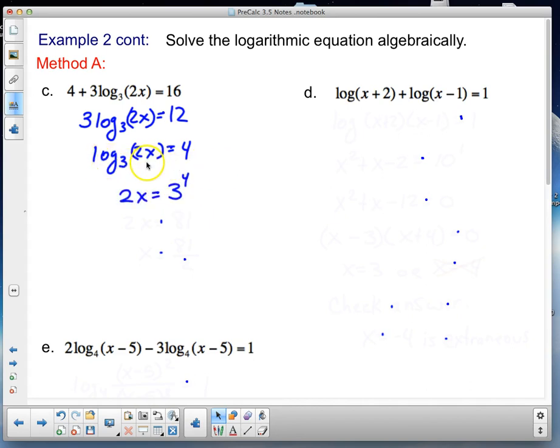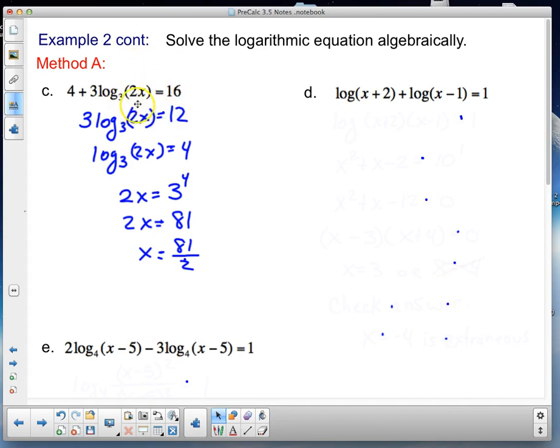I could look at it as 3 to the 4th power equals 2x. And then 3 to the 4th is 81. So 81 divided by 2 is going to give me 81 halves, or 40.5. That's my final answer. And I can plug it back in just to double check to make sure it's going to work, and it does. And the really big thing about checking if it works is: is it a positive argument inside?